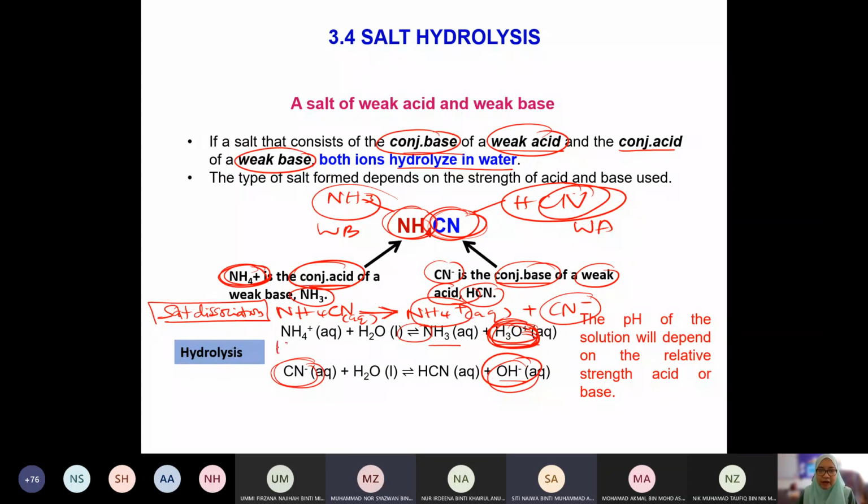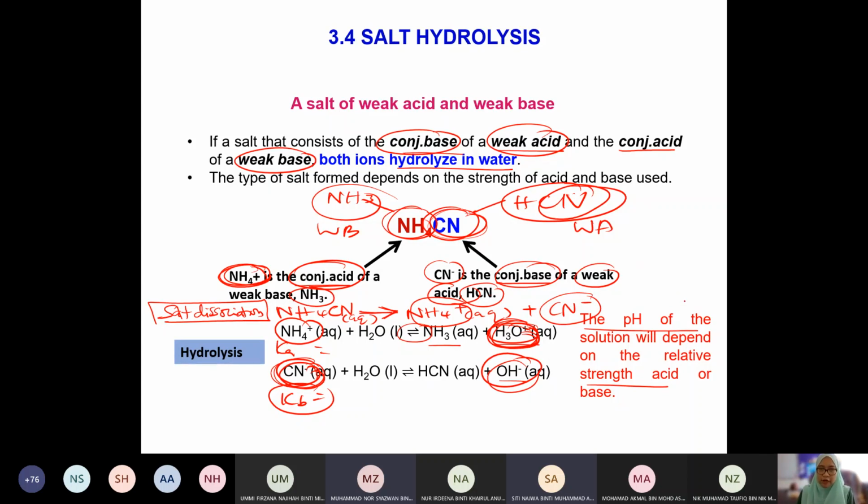We have to consider the Ka of NH4+ and the Kb of CN-, and see which value is the largest. So if, let's say, Ka is larger than Kb, that means it will be acidic. If the Kb value of CN- is larger than Ka, that means the salt will be slightly basic. That's why it is mentioned here that the pH of the solution will depend on the relative strength of the acid or base, which is the Ka and Kb. So not to worry about this, it's just info for you guys.